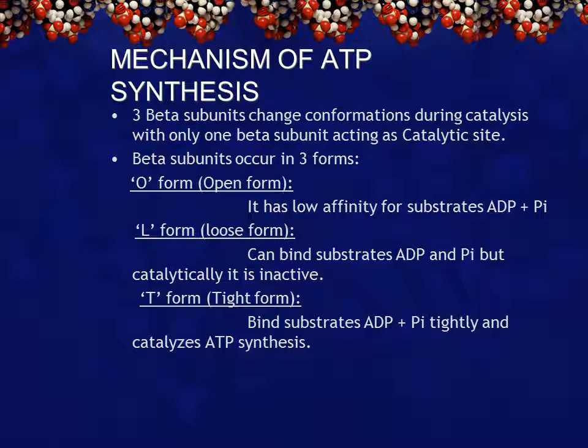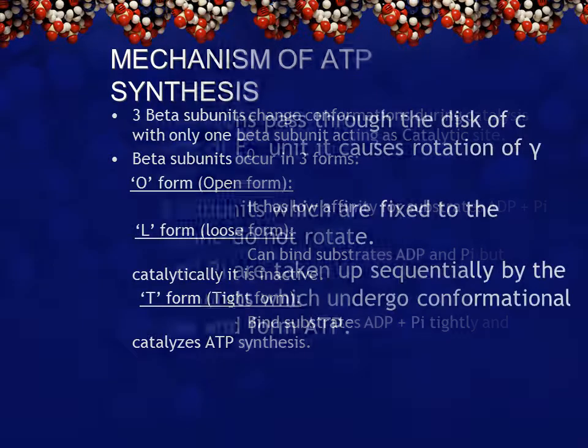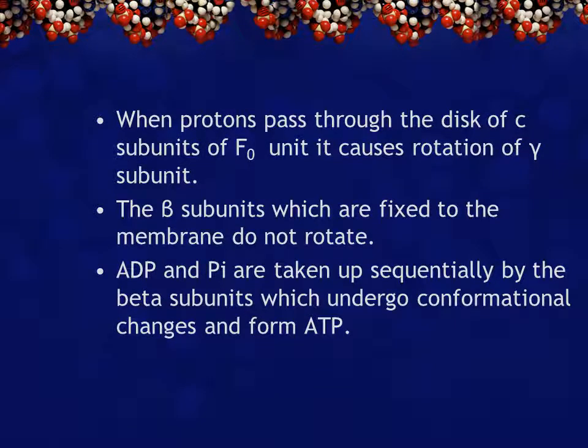catalyzes the ATP synthesis. When the proton passes through the disk of C subunits of the F0 region, it causes rotation of the gamma subunit. The alpha and beta subunits, which are fixed to the membrane, do not rotate. The ADP and phosphate are taken up sequentially by the beta subunits, which undergo conformational changes and form the ATP molecule.